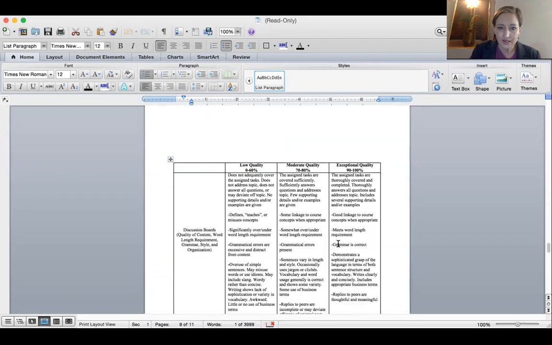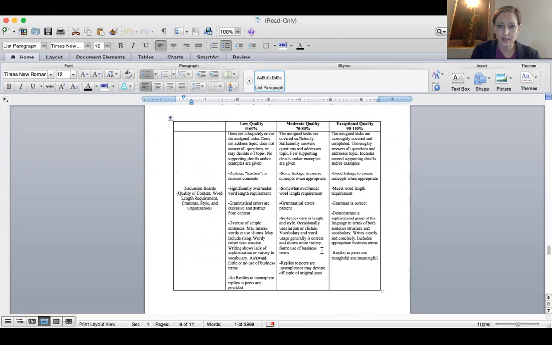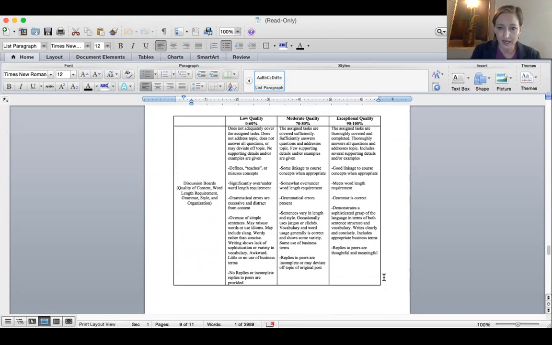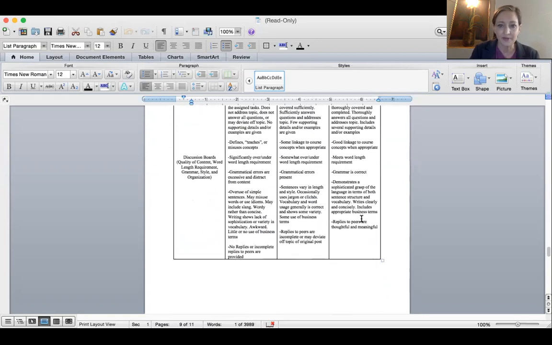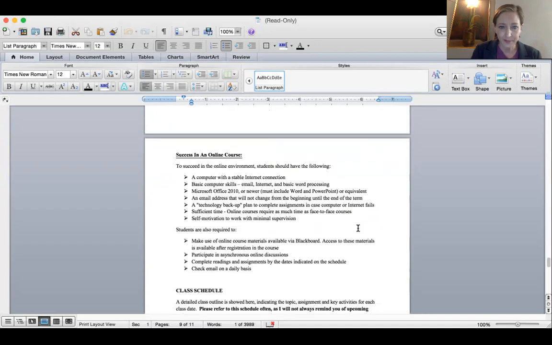Here's the rubric I use for grading the discussion posts. If you want to get 100%, that means there are no grammar errors. You thoroughly answer the questions. You give good supporting examples. You link to course concepts when that's appropriate. There's a sophisticated grasp of the language in terms of sentence structure. You write clearly, concisely, with appropriate business terms. It's the correct word length requirement, 150 to 200 words, and those responses or replies to your peers are thoughtful, meaningful, again, clear and concise.